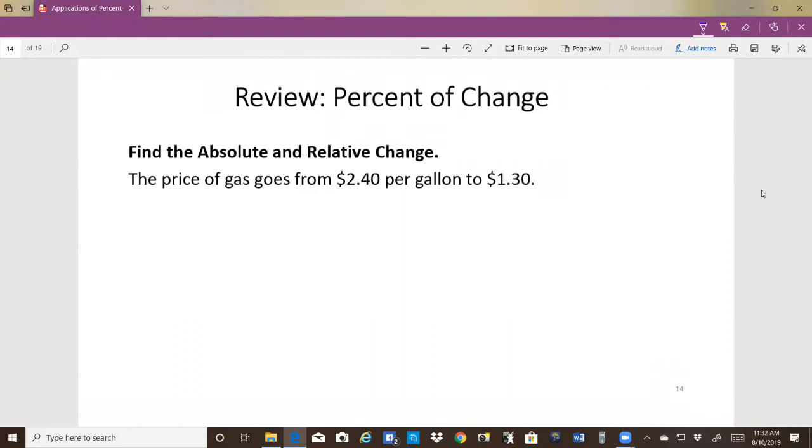Another example, find the absolute change and relative change if the price of gas goes from $2.40 per gallon to $1.30. Well, wouldn't that be nice? In fact, I'm pretty sure the cost of gas is a lot more than $2.40 now. I remember the first time I had a car a long time ago, it was about 28 cents per gallon. We'll not see those days again, I don't think.